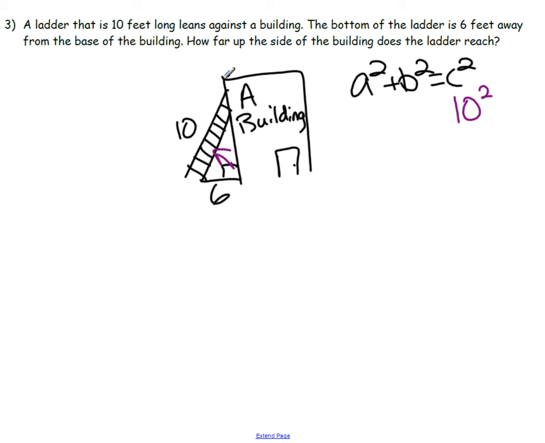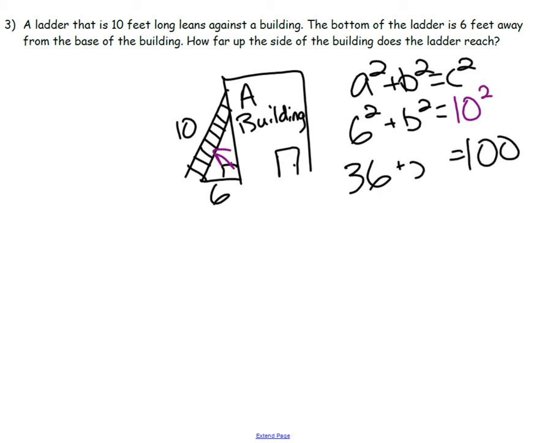So 6 can either be A or B. Let's call it A because why not? So we square both of our numbers. We get 36 and 100. Then you just need to remember, since we're solving for the short side, is that going to be bigger or smaller? It's going to get smaller, so we subtract 36 from 100. We get 64.